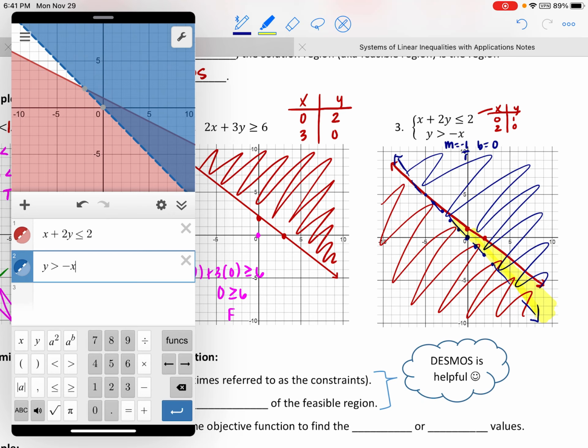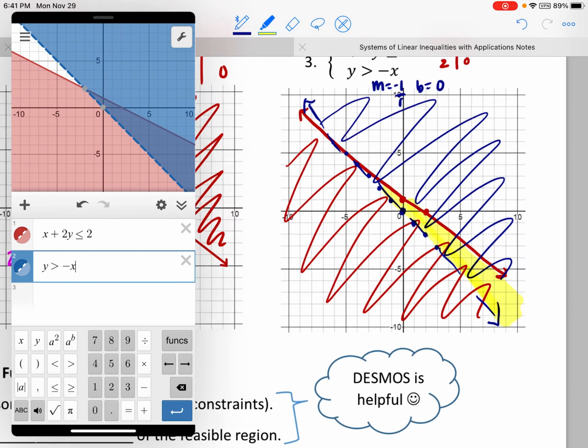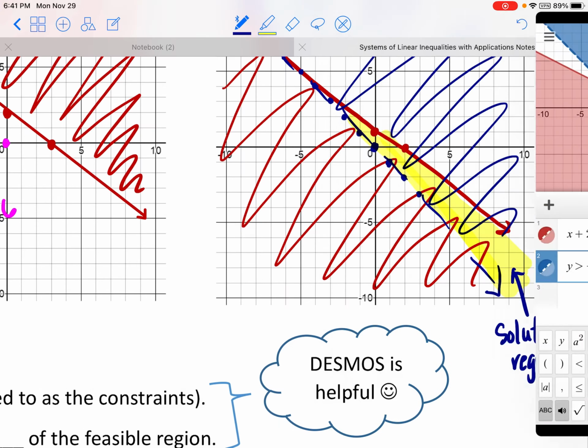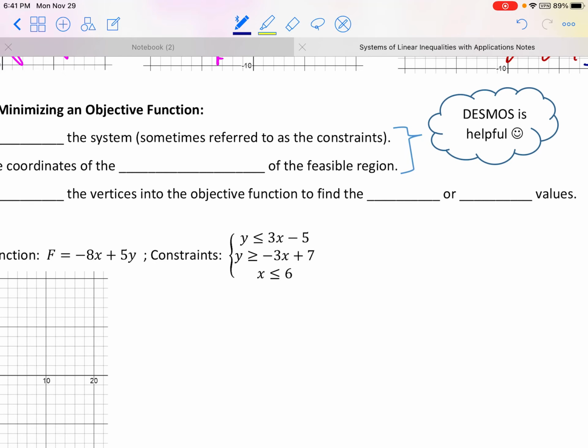And that little sliver in between is where both our overlapping solution regions are. And so that is what we would highlight and call our solution region. So these points in here represent the solution region, or sometimes we call it the feasible region. Okay? So there it is. Now what we're going to try to do is apply this process to an actual situation.